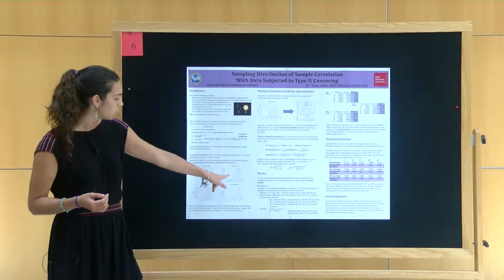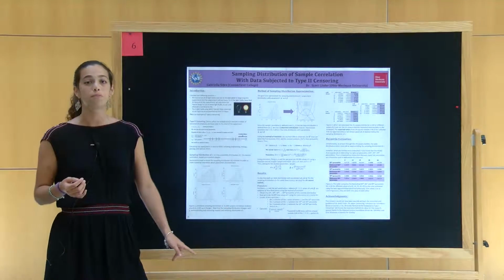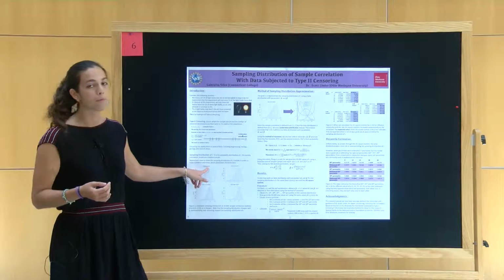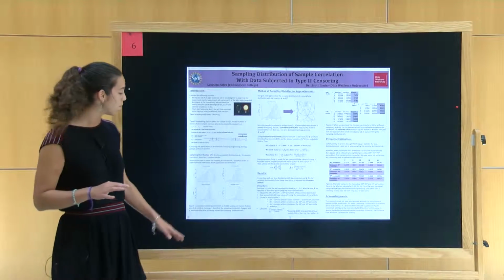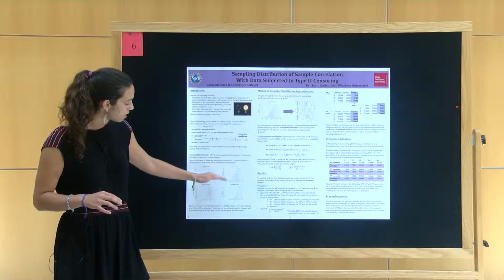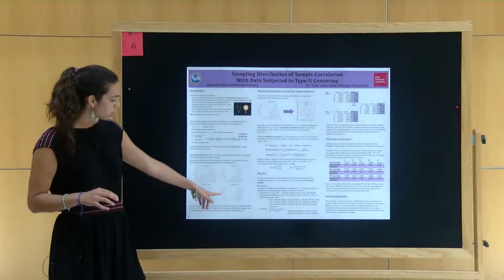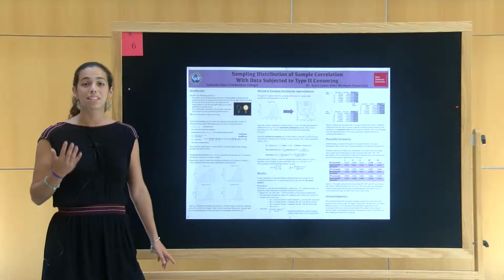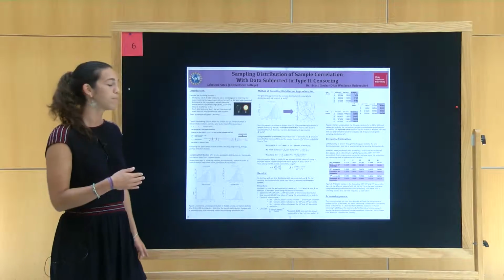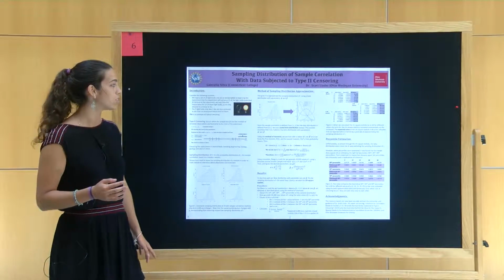And so as you can see in these figures here, as the censoring is taking place, the only thing that's changing in these 4 figures is the value of p. So n and rho, the population correlation, are staying the same. And as these are changing, you can see that the sampling distribution is changing as well. So this tells us that censoring has an effect on the sampling distribution of R, the sample correlation.